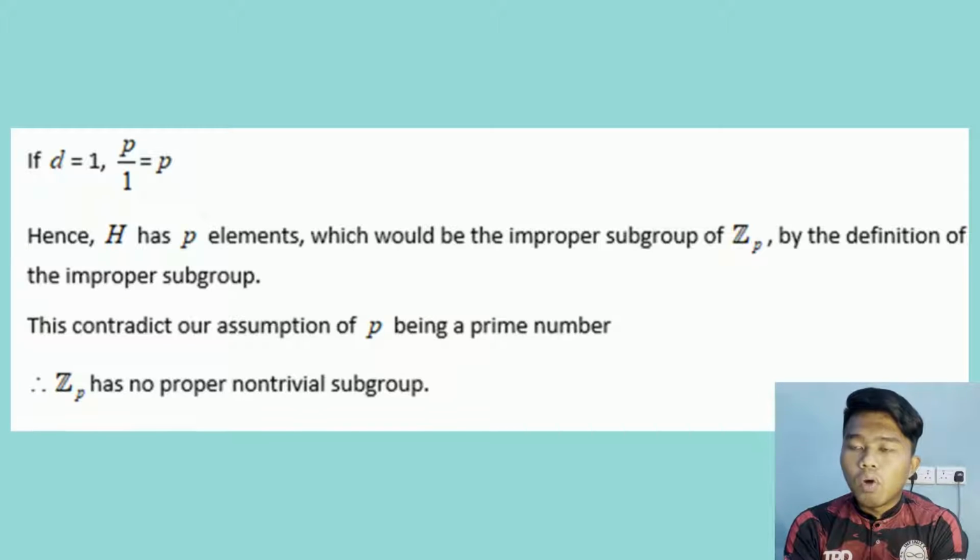If D equals 1, then P over 1 equals P. Hence, H has P elements, which would be an improper subgroup of Z modulo P by the definition of the improper subgroup. This contradicts our assumption. Therefore, Z modulo P has no proper non-trivial subgroup.